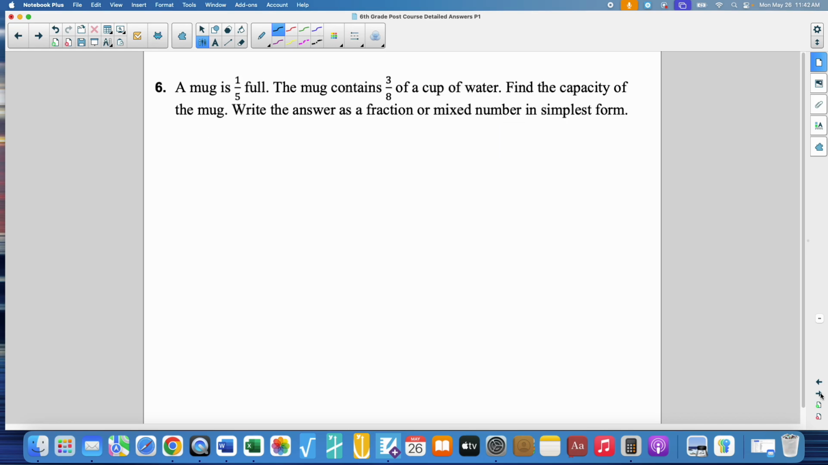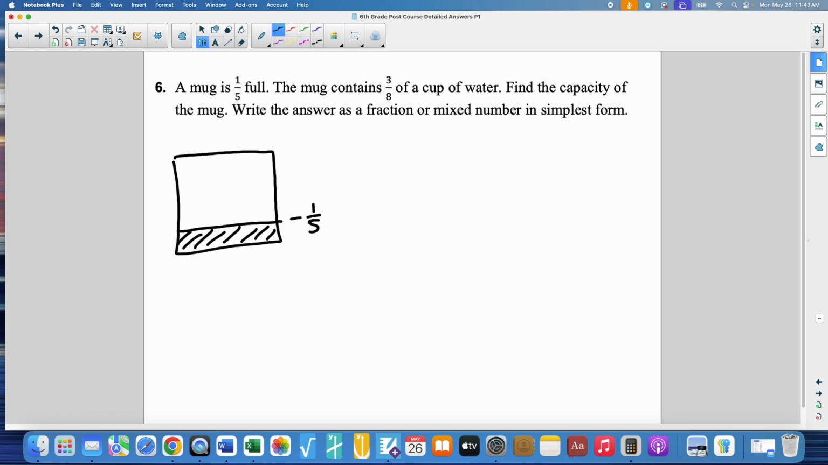A mug is 1/5 full. Mr. Mack is a drawer. I love drawing. I'm more of a visual learner. So this is going to be 1/5 of the mug is full. The mug contains 3/8 of a cup of water. Find the capacity of the mug. Write the answer as a fraction or mixed number in simplest form.